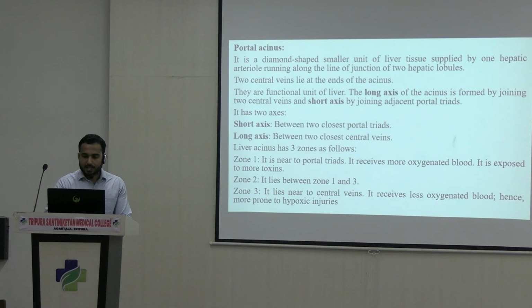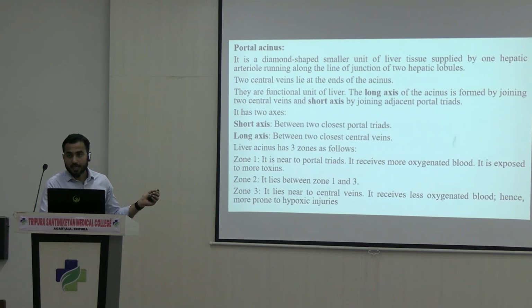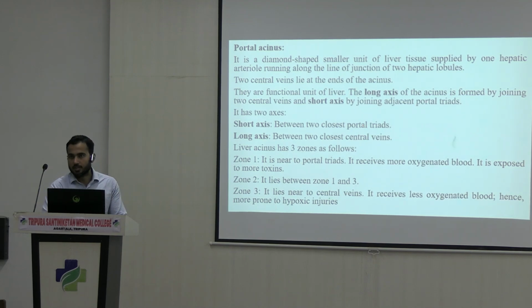Now two central veins lie at the end of each acinus. Okay, and this is also called the functional unit of the liver. This portal acinus is also called the functional unit of the liver, and it has two axes. One long axis and one short axis. Okay. So how is the long axis formed? The long axis of the acinus is formed by joining two central veins. Okay. So if we join two central veins, then we will get the long axis, and the short axis is obtained by joining the two portal triads, or adjacent portal triads. If you join them, then you will get the short axis.